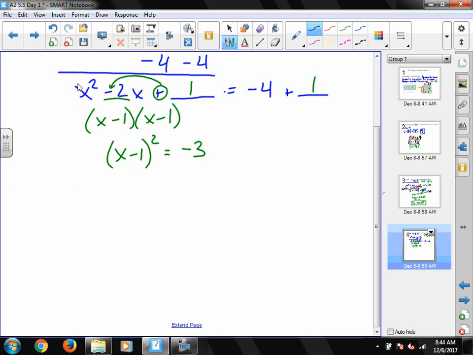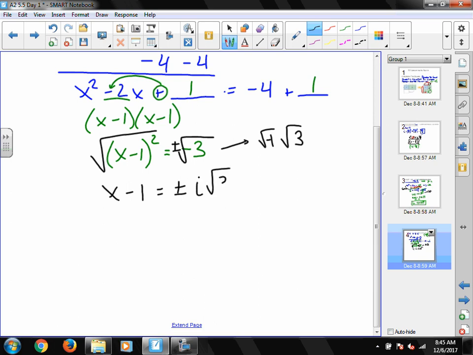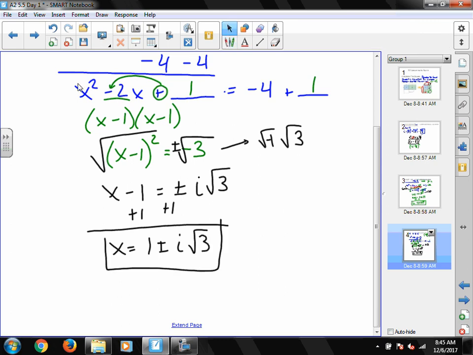Now we're right back into our square root stage. Square root, plus or minus. We have x minus 1 is equal to plus or minus the square root of negative 3. Now, since I have the square root of negative 3, that means I have the square root of negative 1 times the square root of 3, which means I'm going to have i times the square root of 3. I add 1 to both sides. So x is going to be 1 plus or minus i times the square root of 3. And there's my final answer.